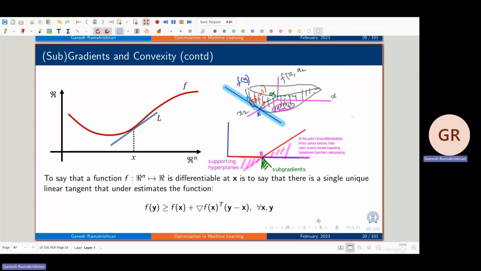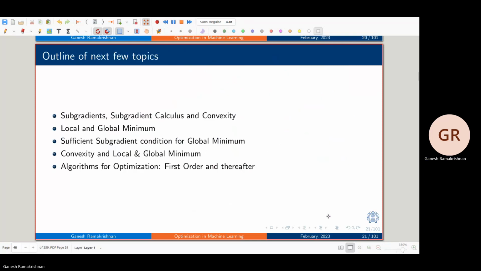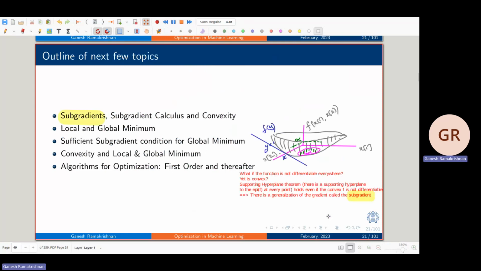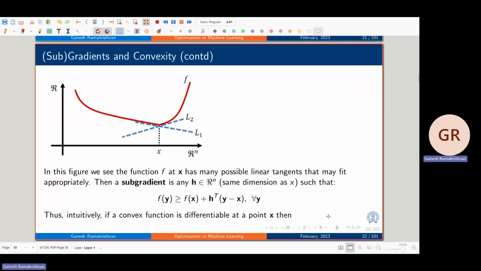Is this fine? You're getting a picture of what we are trying to do? Okay, so I'm going to just define this so that for the next few topics we really now go into subgradients and get into minimization. Okay, so subgradients. I just want to leave you this thought, right?